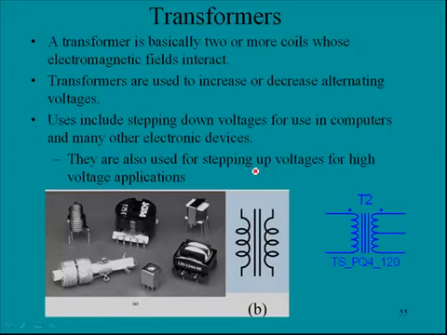They are also used for stepping up voltages for high voltage applications. So there are some applications where, if we're talking about 120 volts, we would want that 120 volts to actually be a higher level, and the transformer could also step that up. We will look at transformers in more depth as well in later chapters.